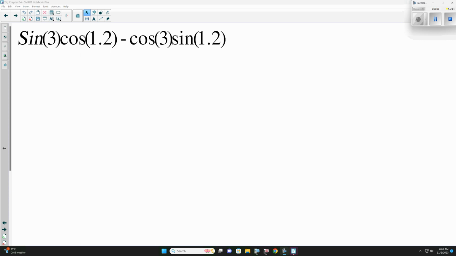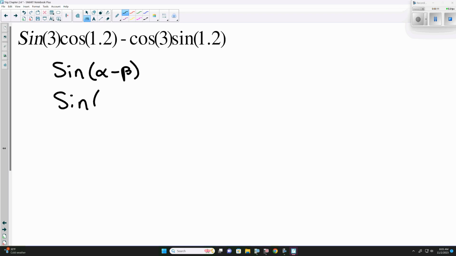Yesterday, because it was just the same as our sine of alpha minus beta, where alpha is 3, beta is 1.2. So we have sine of 1.8. So we're just simplifying it to a single trig expression.